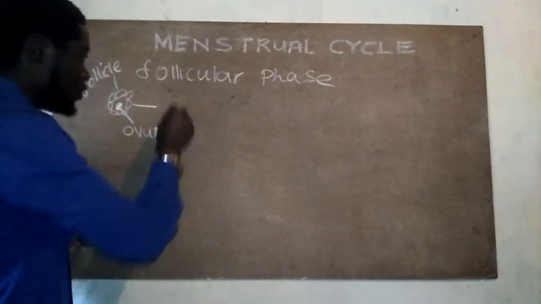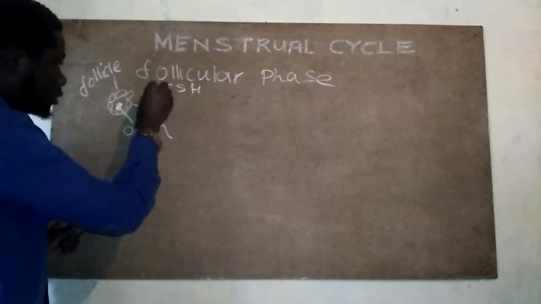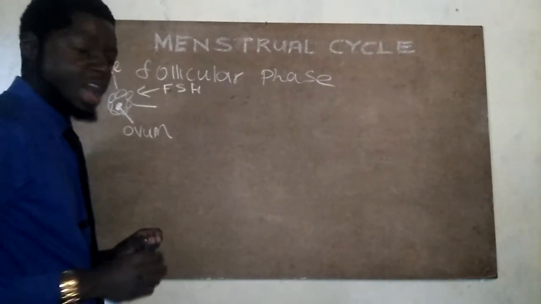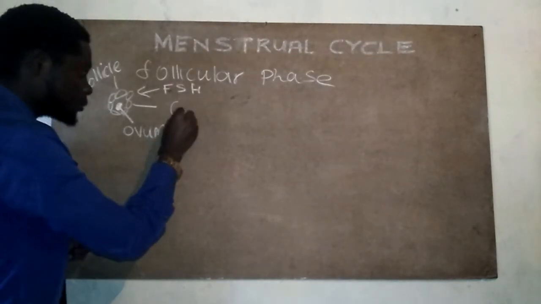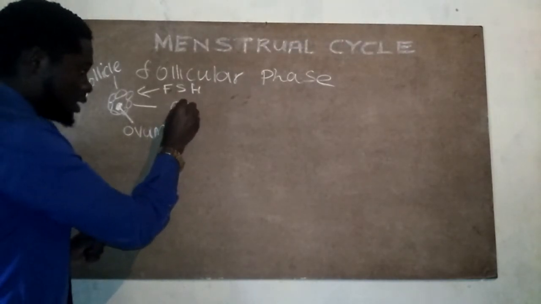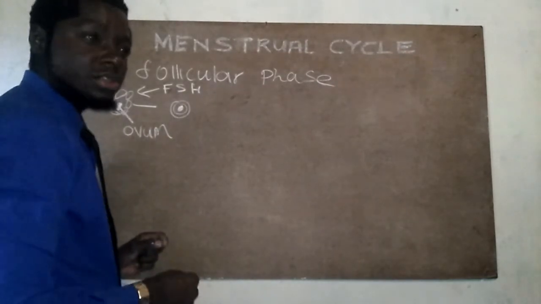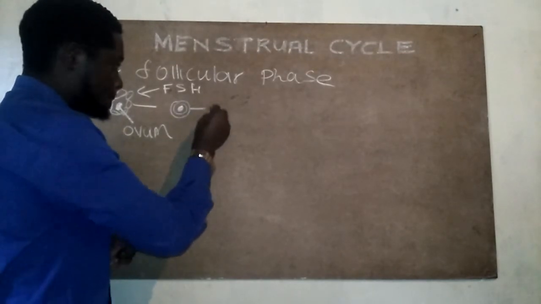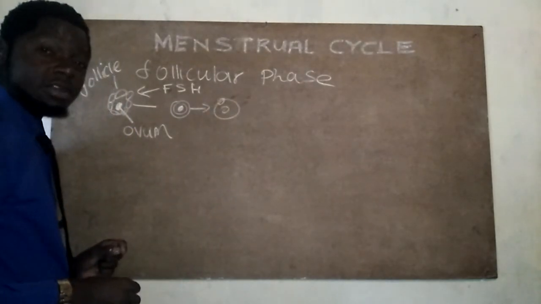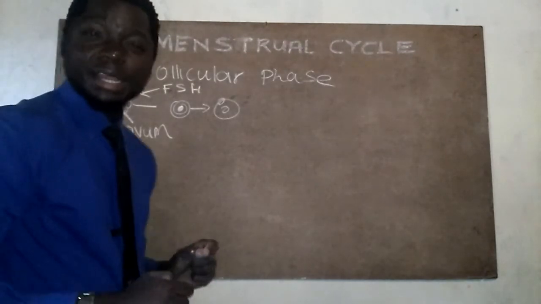Due to the influence of the follicle stimulating hormone acting on these cells, it will cause cell divisions in these cells, and they will develop into what we call primary cells, still with an ovum inside, and then they will develop into secondary cells also. Still with the ovum inside, they will then develop into what we call the Graafian mature follicle.